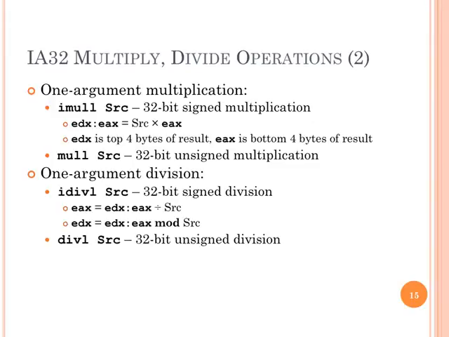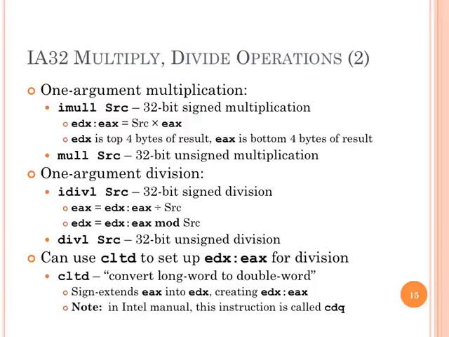So you have IDIVL, and again, the I means it's signed, so DIVL just is unsigned division using the same arguments. Now setting up EDX:EAX for division is kind of annoying, but you have a couple of instructions that can help you do this kind of thing. Since we're generally talking about 32-bit, I'll show you the 32-bit one. Unfortunately it has a different name in the Intel manual, so you have to be aware of that when you want to look it up. But CLTD: convert long word to double word.